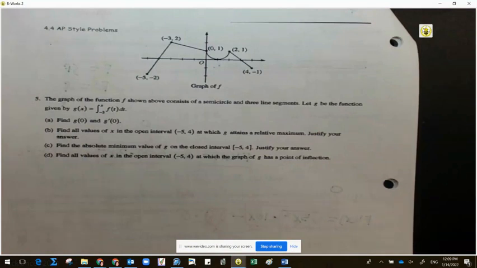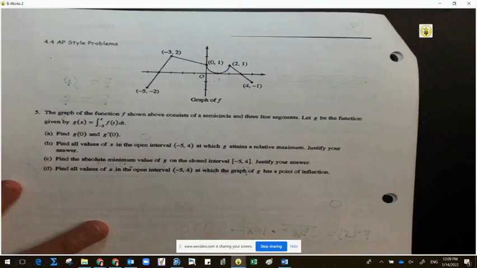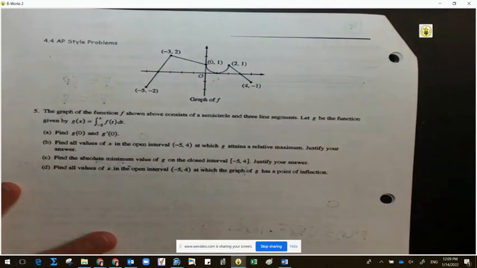All right, let's read. The graph of the function f above consists of a semicircle and three line segments, and we are going to look at the integral from negative 3 to x of f of t.